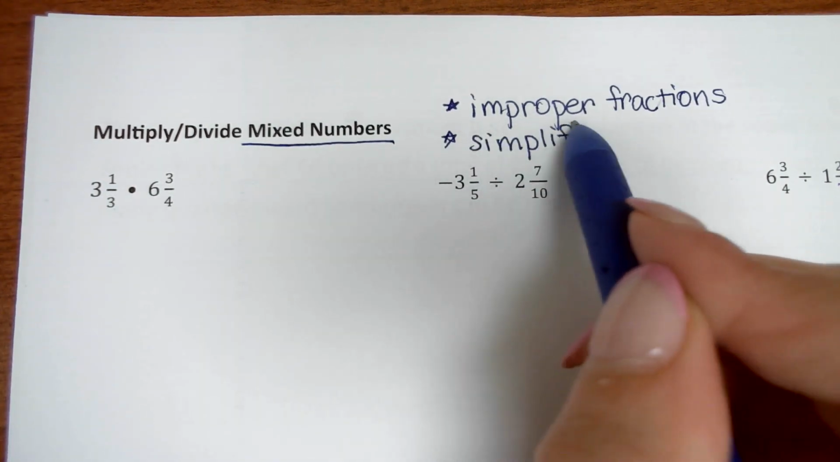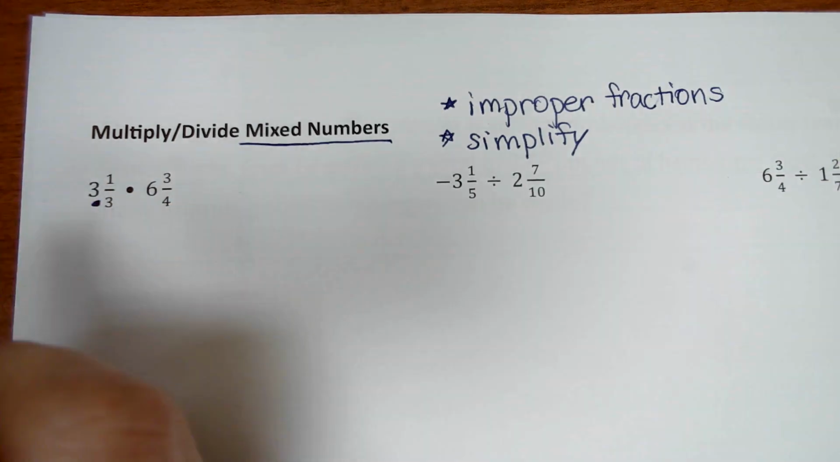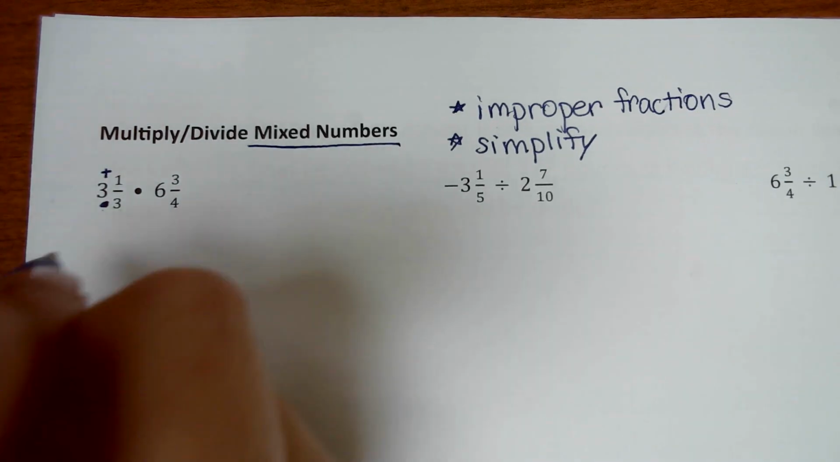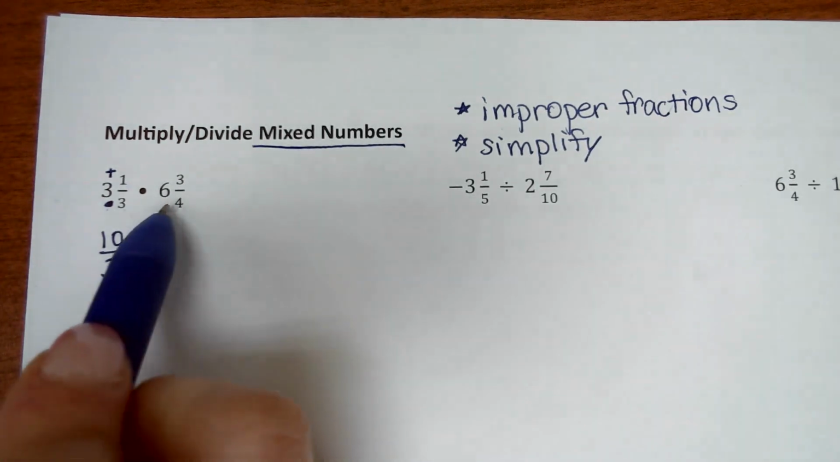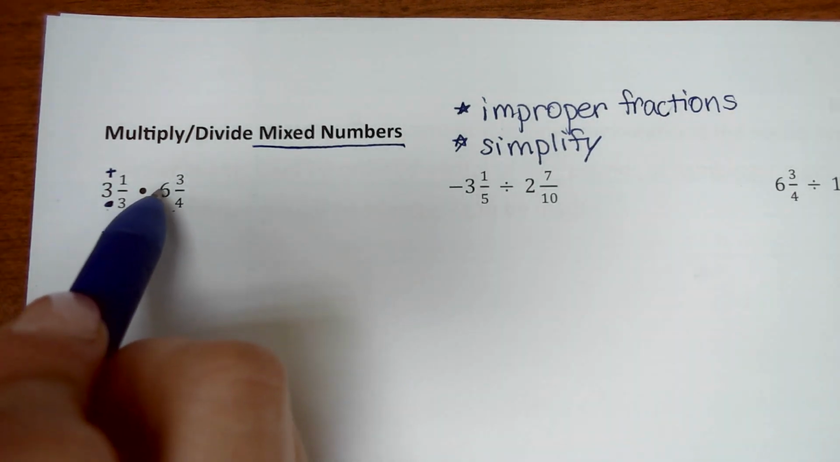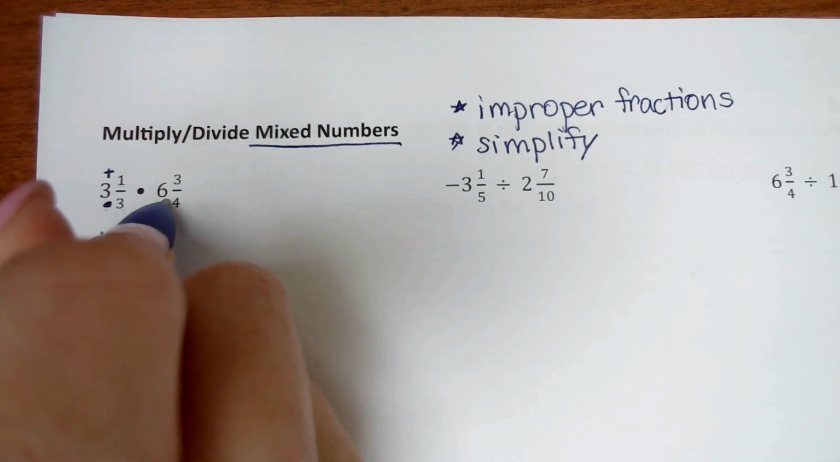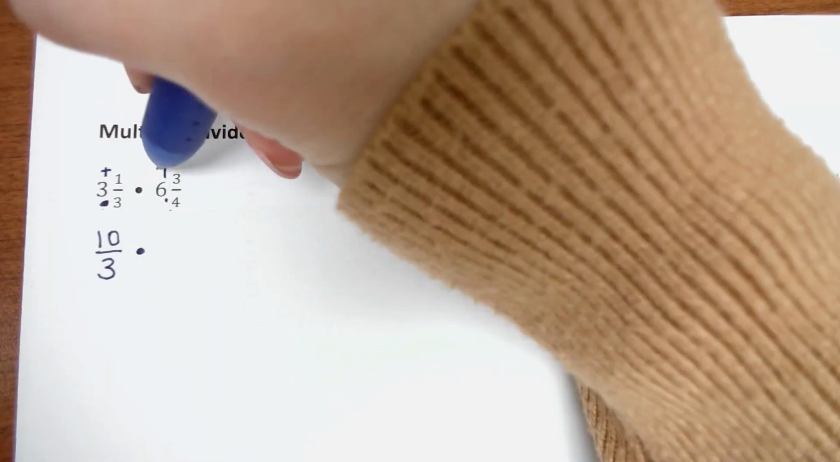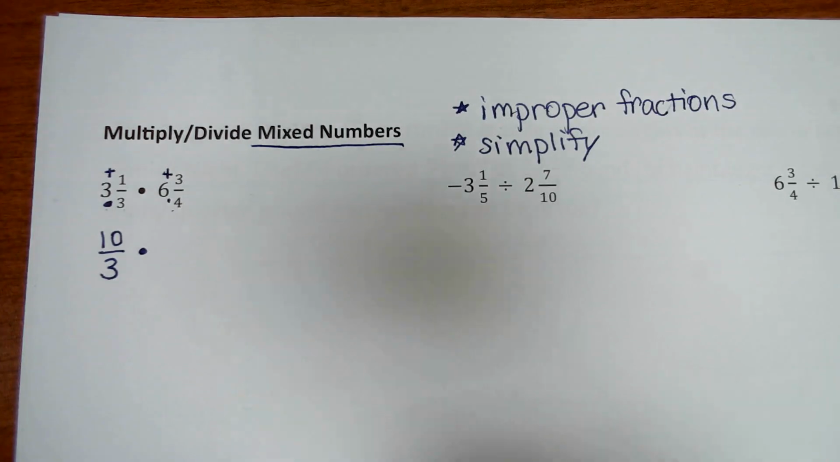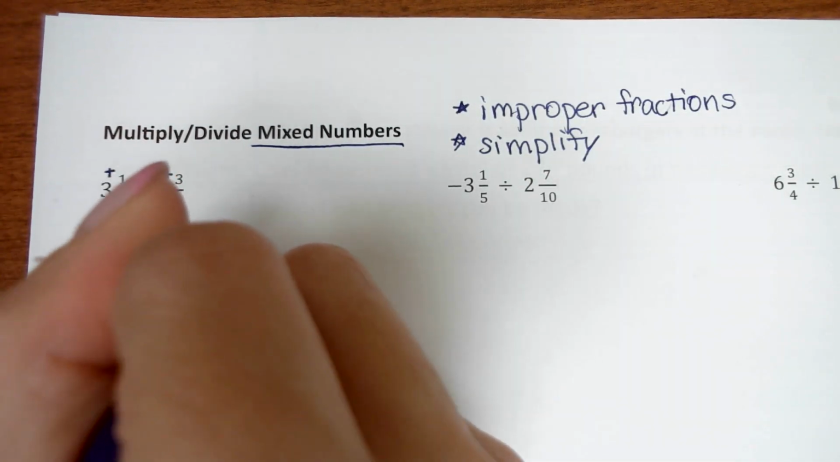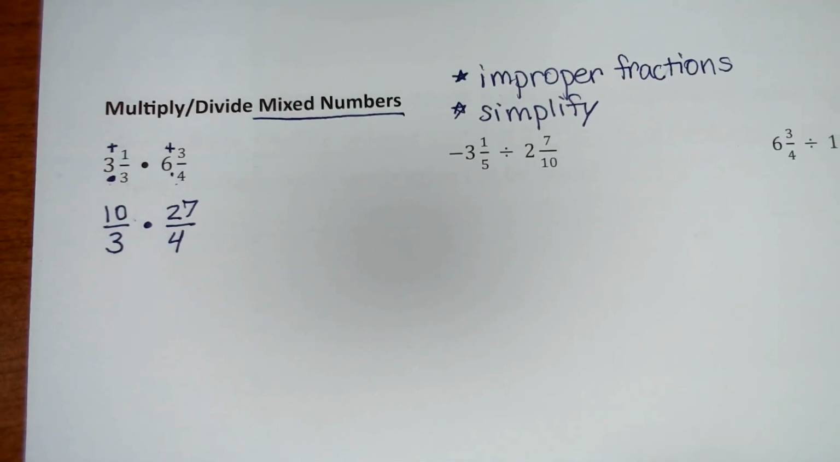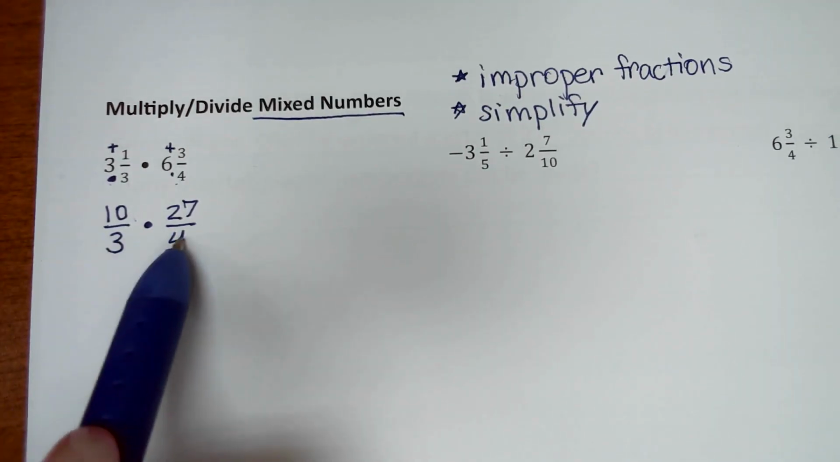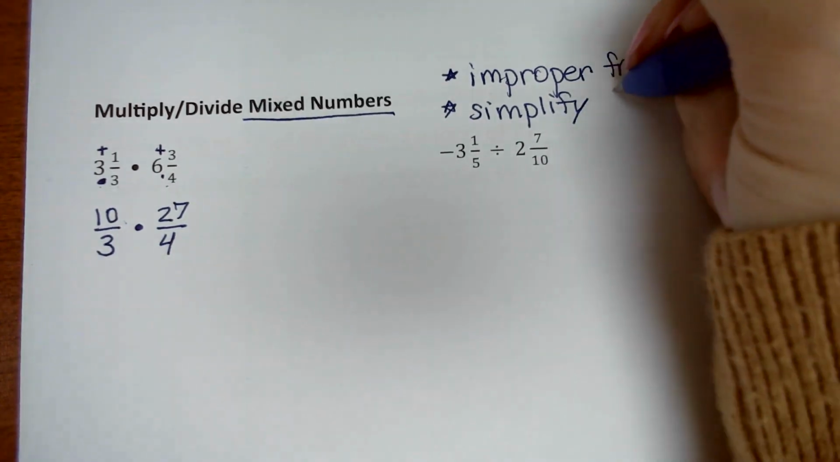So first we turn them into improper fractions. We start from the bottom. 3 times 3 is 9, plus 1 is 10. So that's 10 over 3 times, and then we're going to rewrite the second fraction as an improper fraction. So 6 times 4 is 24. Plus 3 is 27. So 27 over 4 times 10 over 3.